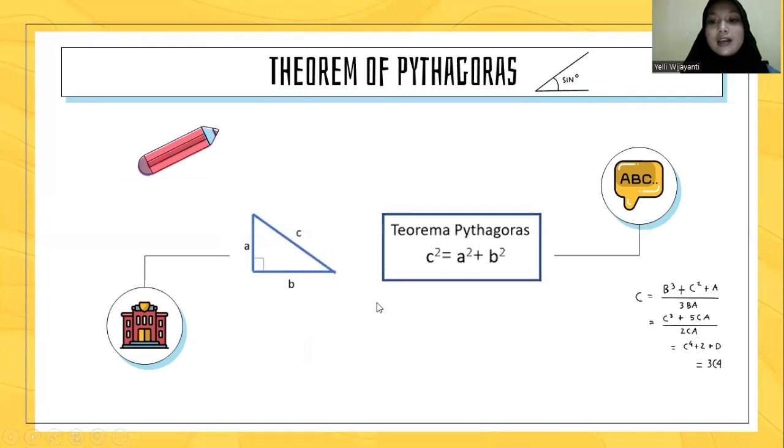Next. And here is the Pythagorean theorem to measure the three sides. C square equals A square plus B square for the Pythagorean theorem. Next.